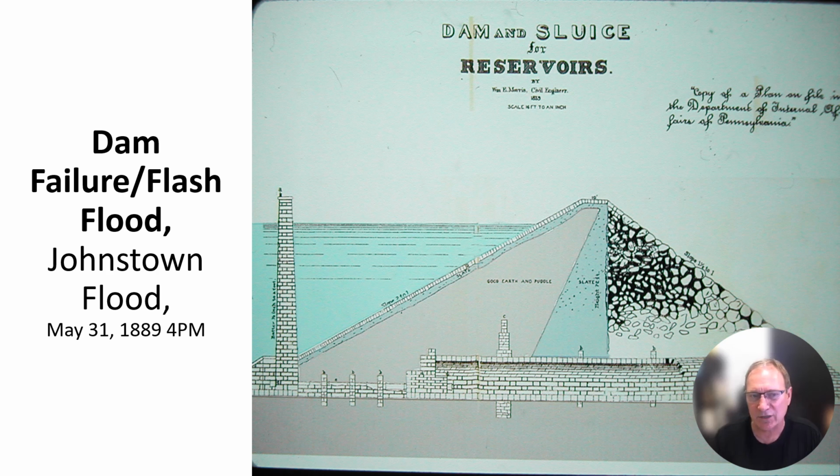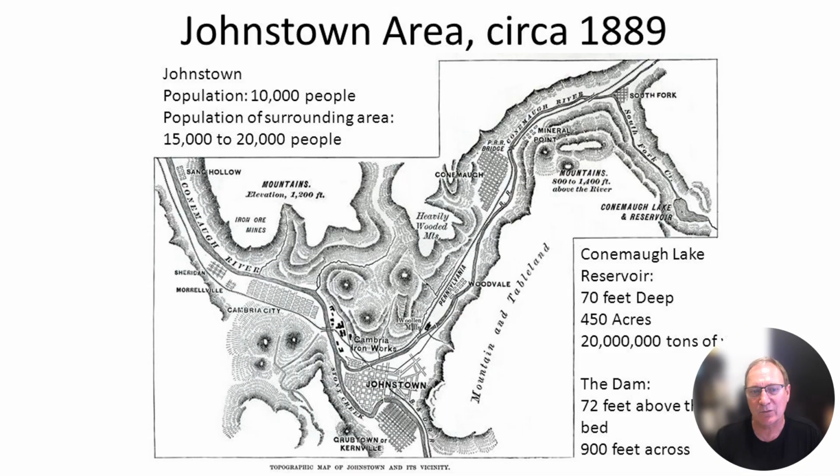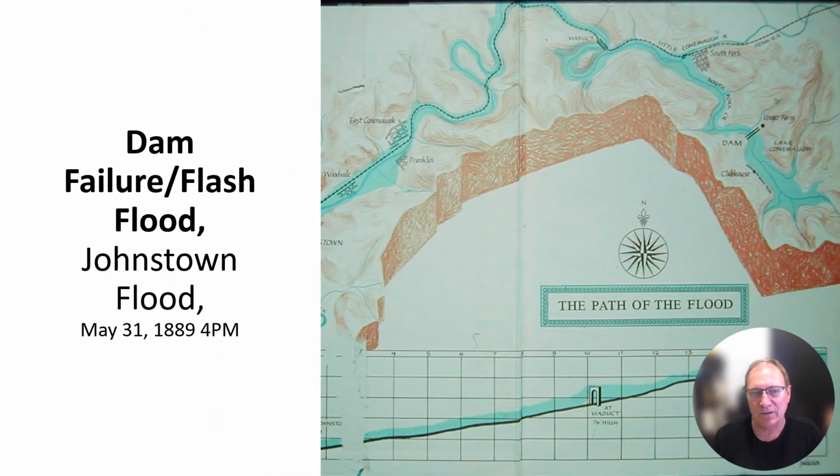But it was an earthen structure, and there was a substantial amount of rainfall that led to an overtopping of the dam. And because it was an earthen structure, the area started to erode away as it was overtopped, and the area downstream was the city of Johnstown. Population was about 10,000. The surrounding area, 15 to 20,000 people. The flood itself occurred at 4 p.m. on May 31st.